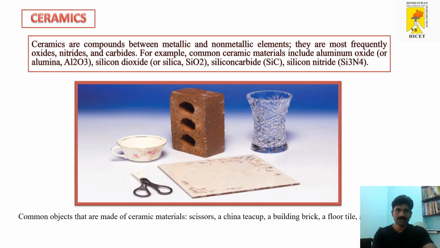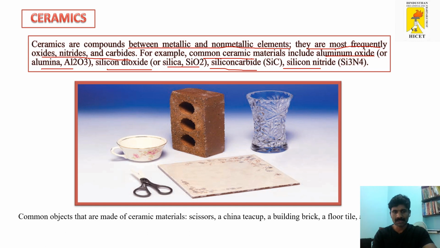So the next solid material is the ceramics. The ceramics are compounds between metallic and non-metallic elements. They are most frequently oxides, nitrides, and carbides. For example, common ceramic materials include aluminum oxide or alumina or aluminum trioxide, silicon dioxide or silica, silicon carbide, silicon nitride.